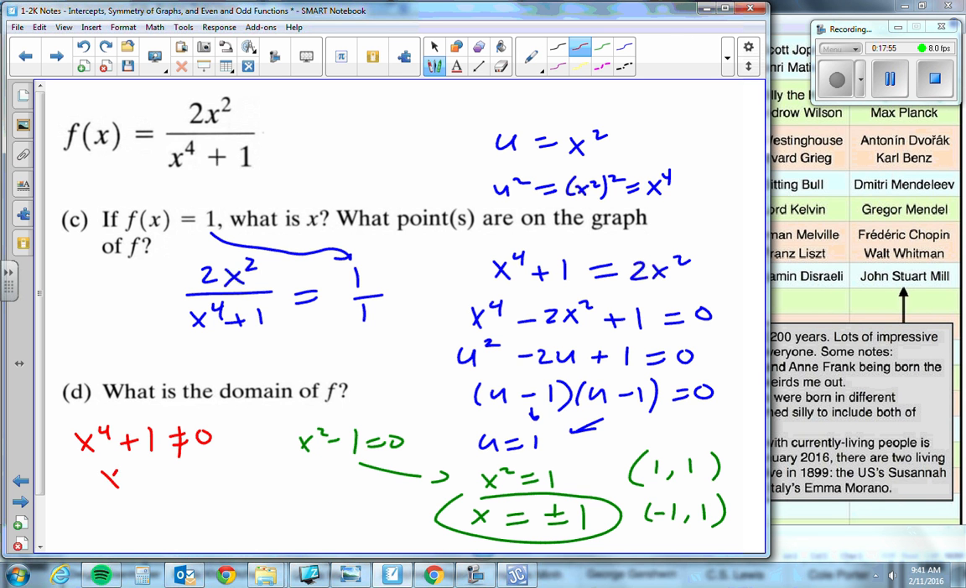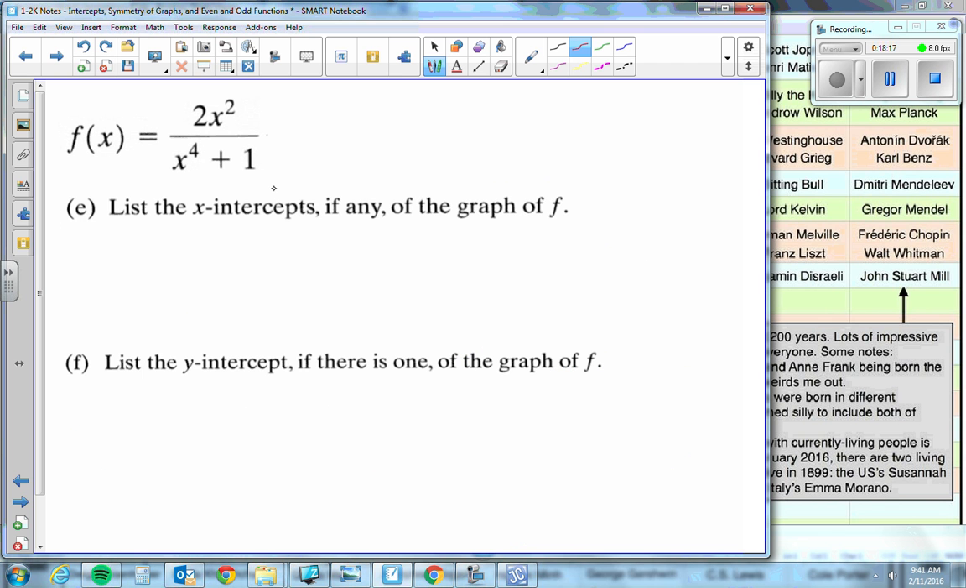But the fact is, it'll never be 0. You can do this step. Move the 1 over, becomes negative. And x to the power 4 never would be negative, right? So what's the domain? All real numbers. If you find there's no way that this can fail, there's no way the denominator can be 0, then there's nothing to exclude, which means you just have everything you start with, which is all real numbers.